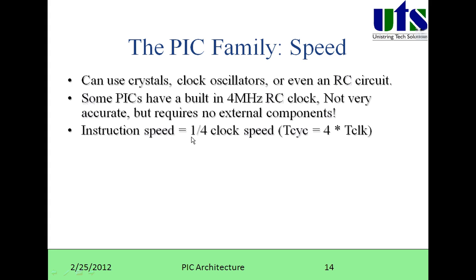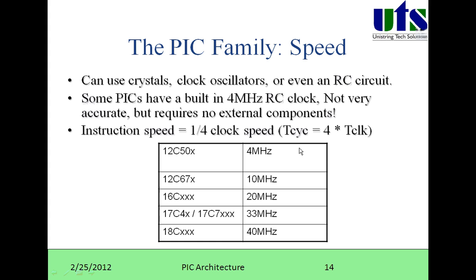So instruction speed will be 1 by 4 into the clock speed, and timer clock is equal to 4 into timer clock cycles. That means each cycle is an instruction cycle. So this is a different clock for different families.